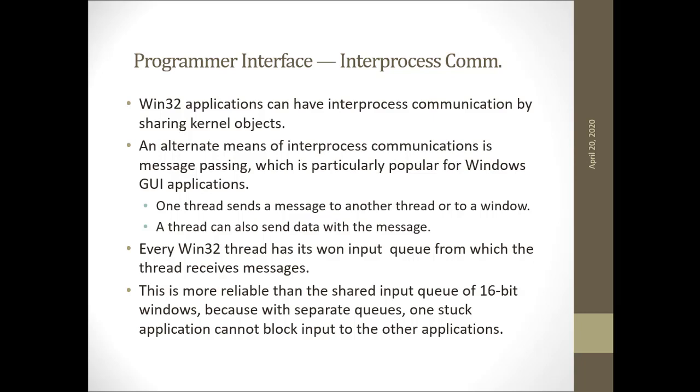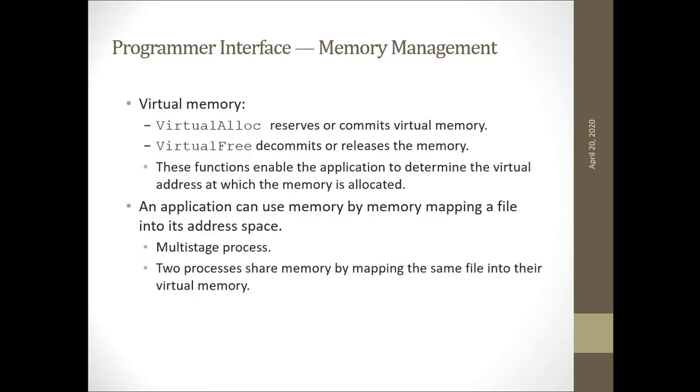Now inter-process communication. Win32 applications can have inter-process communication by sharing kernel objects. An alternate means of inter-process communication is message passing, which is particularly popular for Windows graphical user interfaces and applications. One thread sends a message to another thread or to a window. A thread can also send data with a message. This is how we know it as inter-process communication. This is more reliable than the shared input queue of 16-bit Windows because with separate queues, one stuck application cannot block input to the other applications.